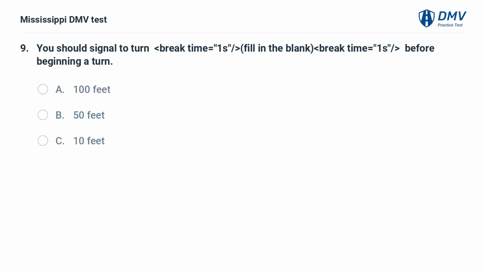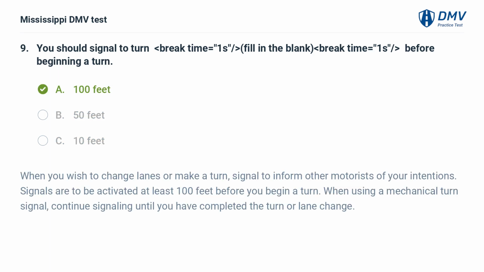You should signal to turn ___ before beginning a turn. A. 100 feet. B. 50 feet. C. 10 feet. The answer is A, 100 feet. When you wish to change lanes or make a turn, signal to inform other motorists of your intentions. Signals are to be activated at least 100 feet before you begin a turn. When using a mechanical turn signal, continue signaling until you have completed the turn or lane change.